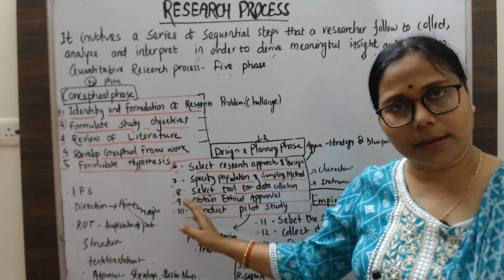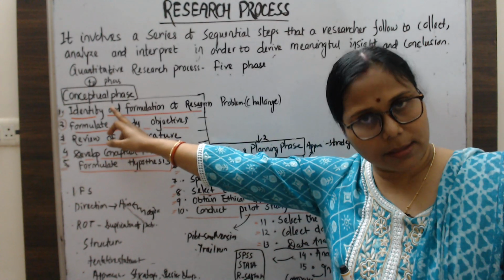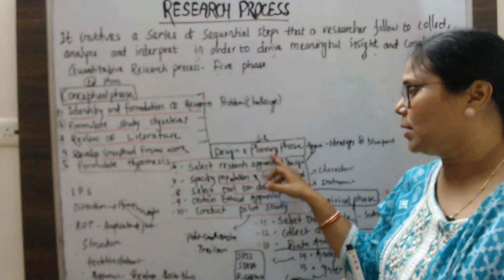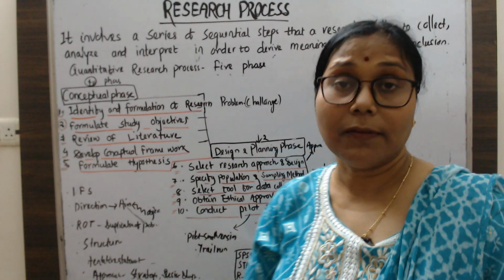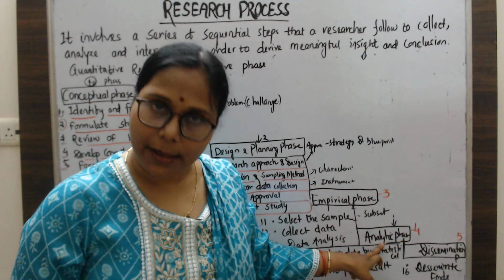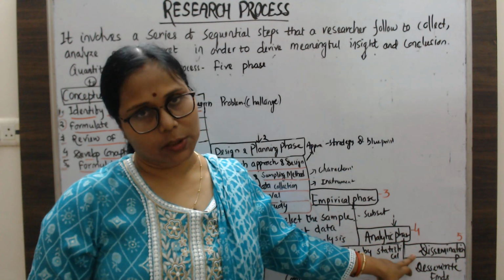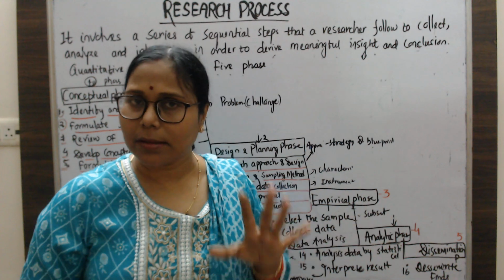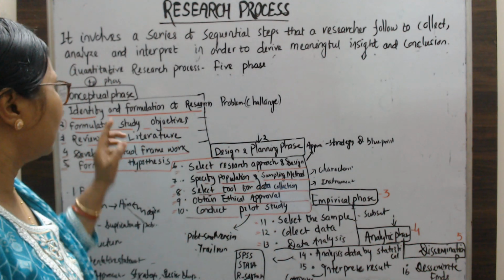First, we will discuss the first phase, that is the conceptual phase. The second phase is called the design and planning phase. The third phase is the empirical phase. The fourth is the analytical phase. The fifth is the dissemination of the research result. So let's start from the conceptual phase.